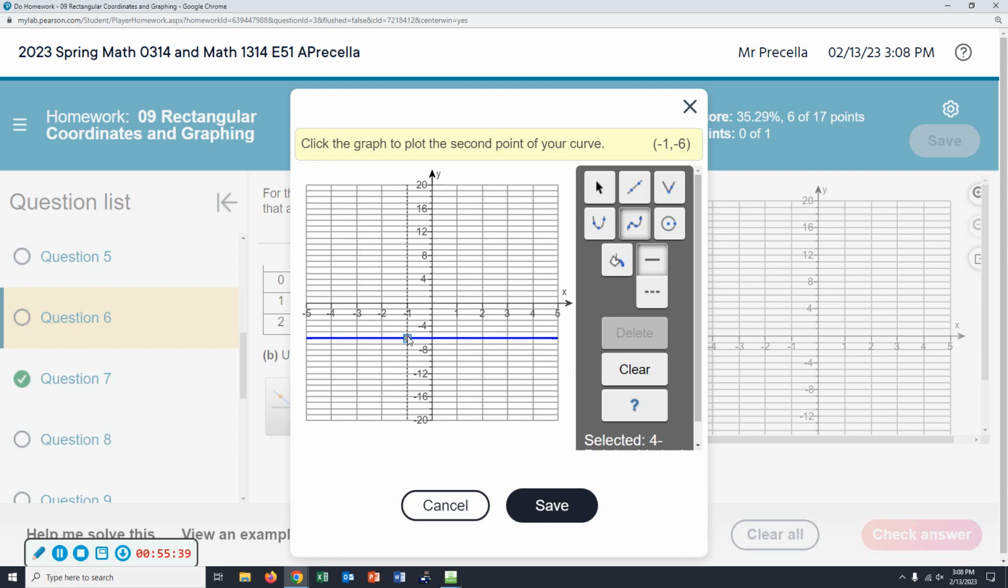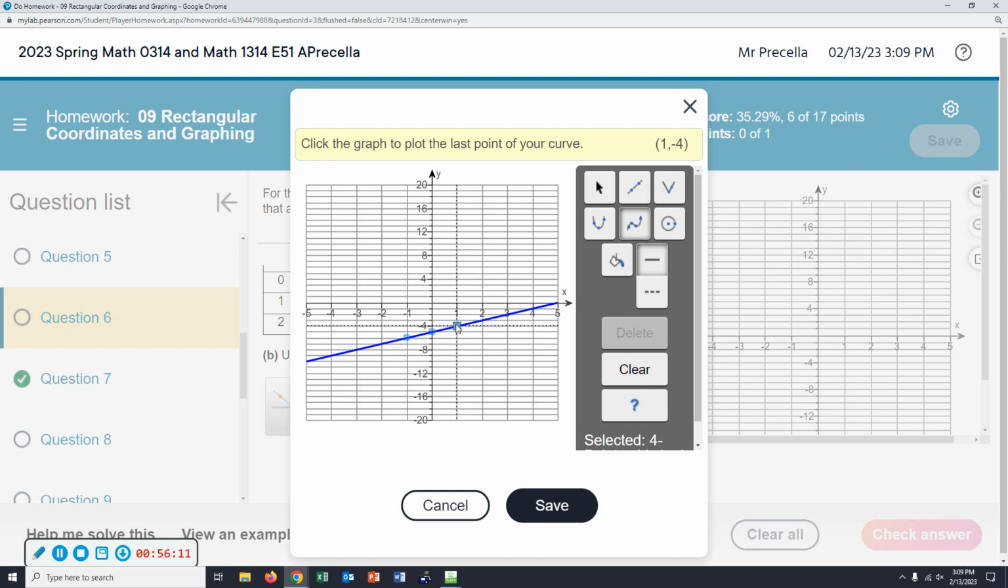Now it says click the second point. Second point is over 0, down 5. Am I at over 0, down 5? Yep. Now click the third point. The third point is right 1, down 4. Am I at right 1, down 4? Yes. At this point it's still looking like a line, isn't it?